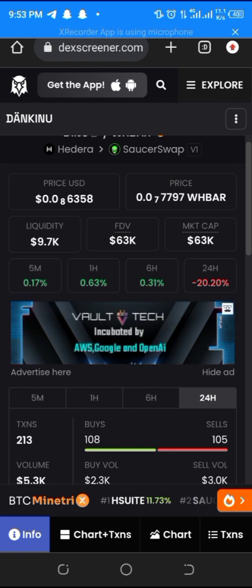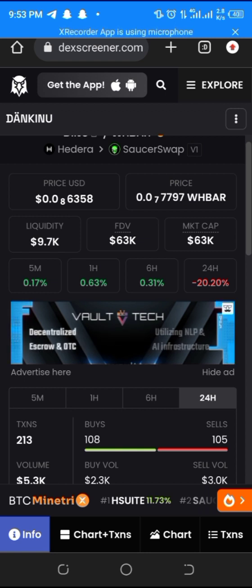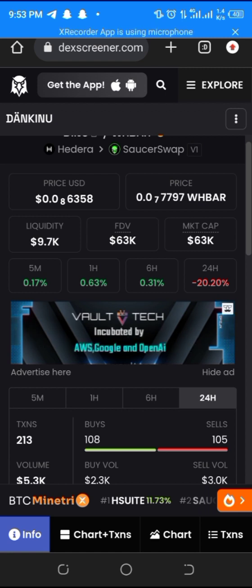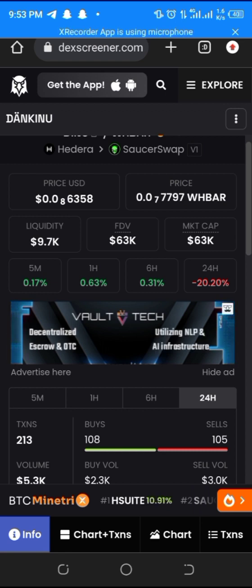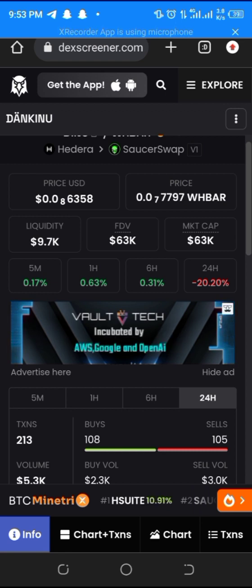It's telling you the difference in profit, the change. So it's telling you that in 5 minutes time frame, this coin has increased by 0.17%. In 1 hour time frame, it has increased by 0.63%. It is telling you that in 6 hours, this coin increased by 0.31%. But it is telling you that throughout the day, in 24 hours, it has decreased by 20.20%.